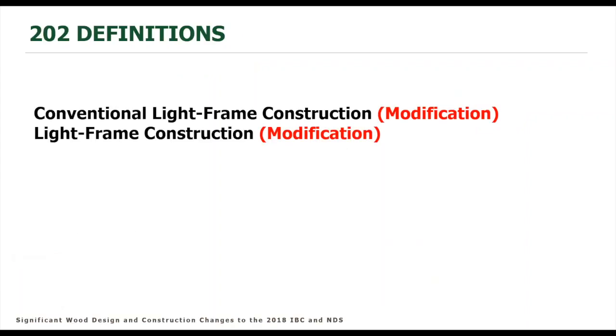So right off the bat, chapter 2, that's where we go to get our definitions, and a very helpful chapter if we're wondering about what something means in the code. This is the first chapter you would want to go to for a term or a definition. And we see that there's a modification in the definition for conventional light frame construction and light frame construction. The modification used to say a method of construction whose primary structural elements, et cetera, et cetera. So a method of construction has been stricken out.